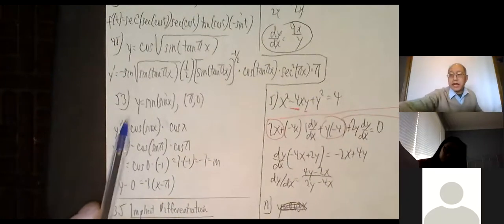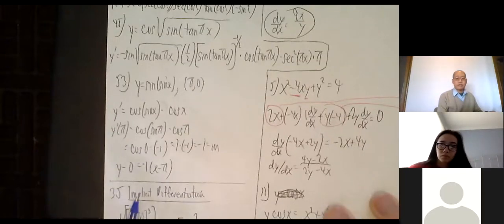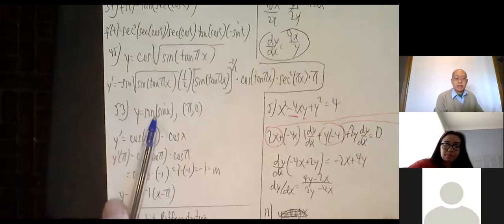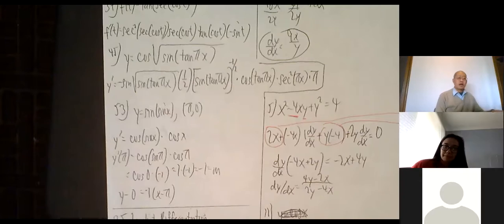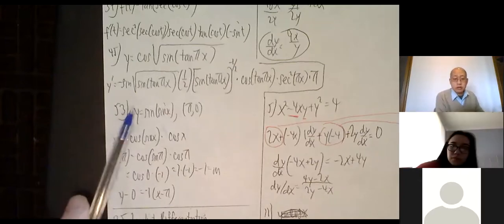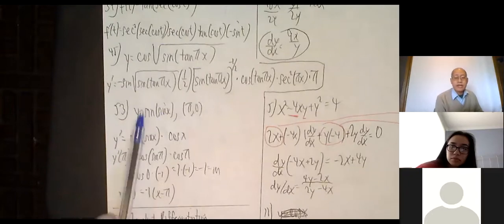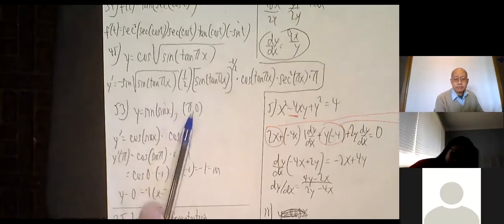All right, then 53 was the last one I was going to do, and then I was going to introduce the next section, 3.5, implicit differentiation. Okay, y equals sine of sine x at the point (pi, 0). So that game again: find the equation of the tangent to the curve at the point (pi, 0). So, recurring theme: we take the derivative, plug in to find the slope, and then do the point slope form.